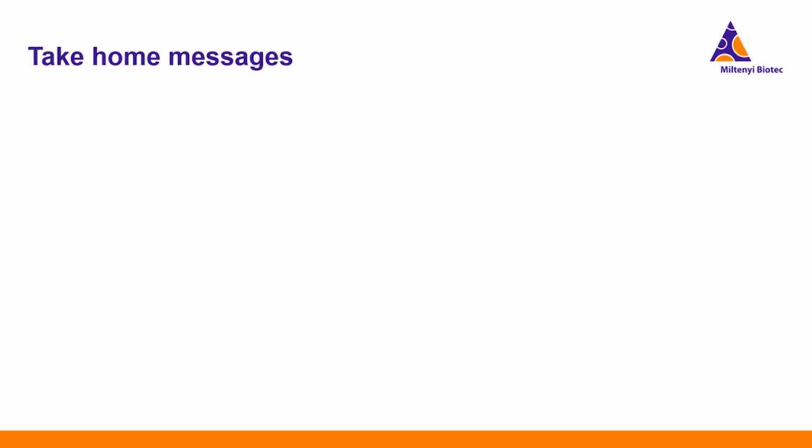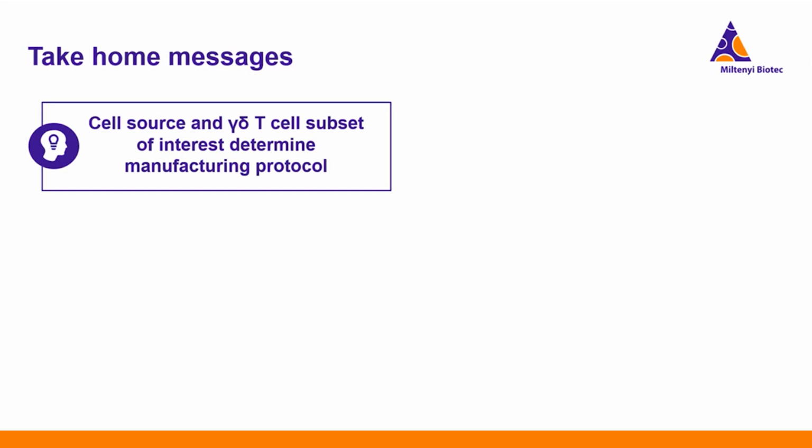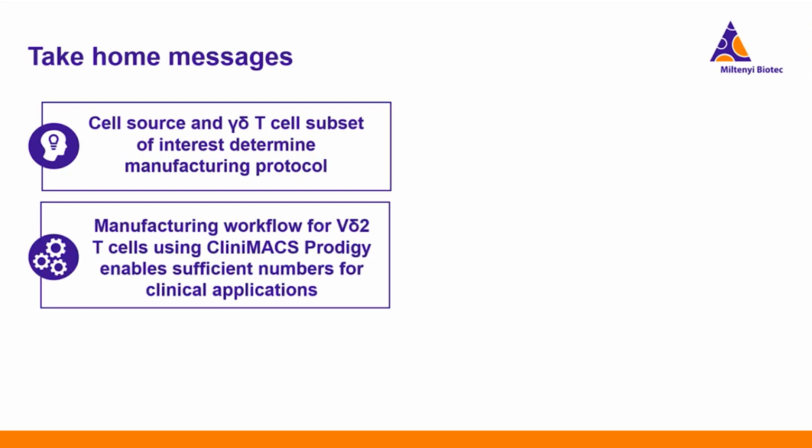And with this, I'm coming to the end of the presentation, and I would like to finalize with a few take-home messages. First of all, I would like to remark again that the cell source and the gamma delta T cell subset of interest determine the manufacturing protocol and really need to be considered when setting this up. The manufacturing workflow that we have established for V delta 2 T cells using CliniMACS Prodigy already enables the generation of sufficient numbers for clinical applications.